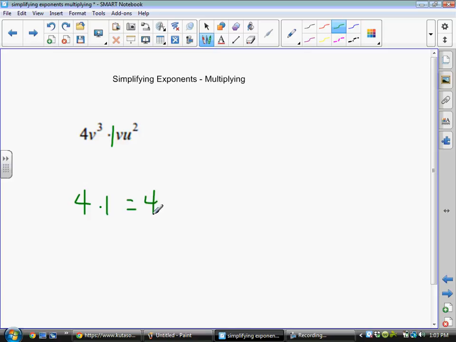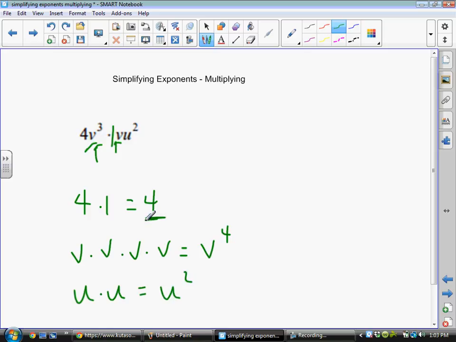Now let's look at the letters. v to the 3rd means I have 3 of them. And then over here I have 1 more. So that's a total of v to the 4th power. Now what about the u's? I only have u squared, which is u times u. I don't have any over here, so I'm just not going to write any next to it. So this becomes u squared.